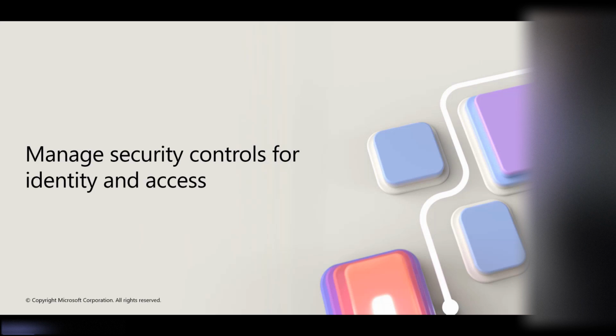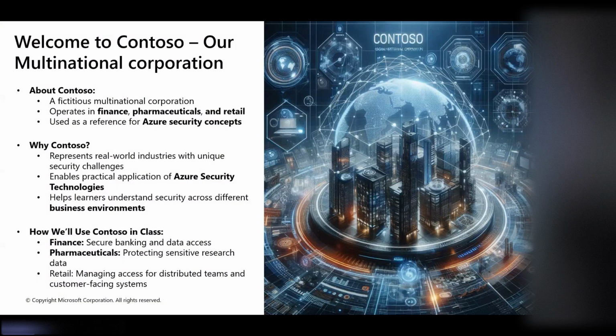I want you all to think about this. We're going to work off of a fictitious company called Contoso. Think of Contoso as a multinational corporation. They operate in the finance, pharmaceutical, and retail industries. Part of our job is to make sure that we protect those identities. That's what we're going to talk about during the conversation.